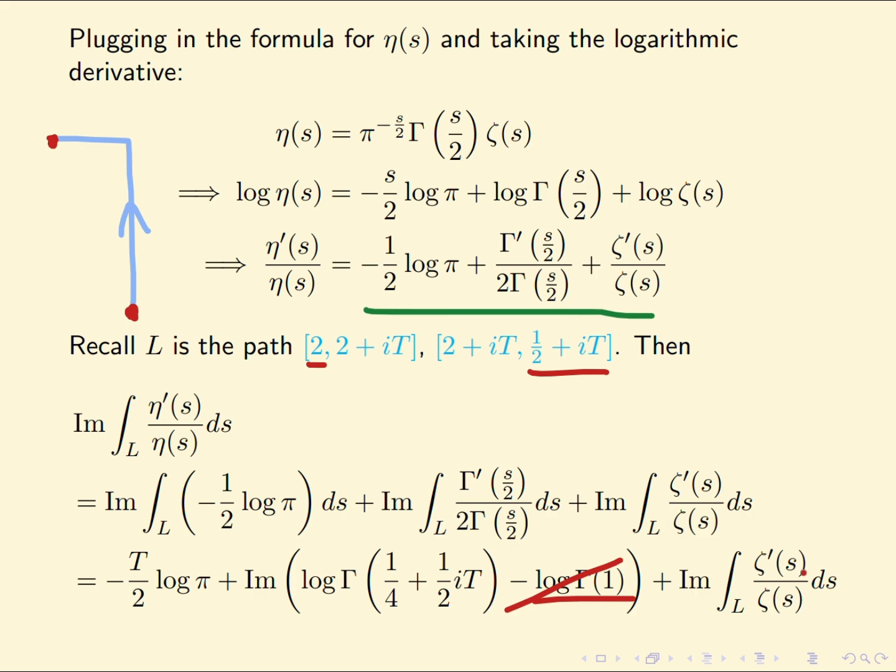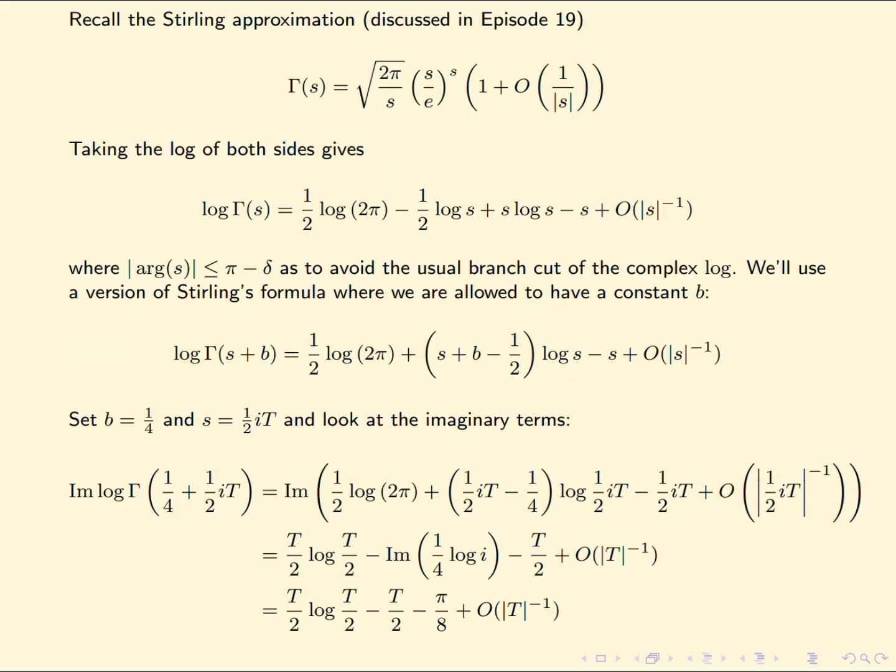And then I haven't done anything with this zeta term because we're going to deal with this later. This is kind of the hardest part of the proof, actually. And we're going to use the Stirling approximation for the gamma function. So we discussed this in episode 19.